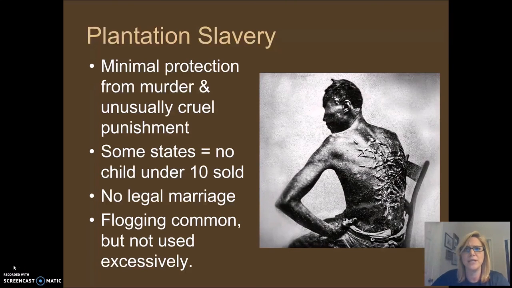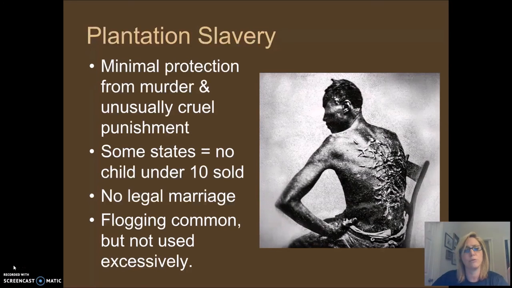Slaves could not get married. In fact, most of them were seen as incapable of creating that deep connection for marriage.